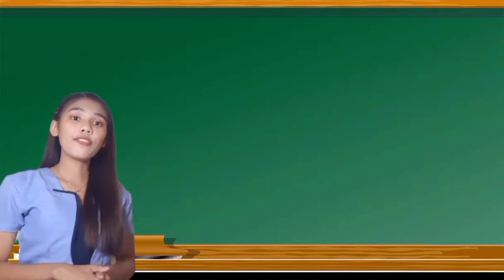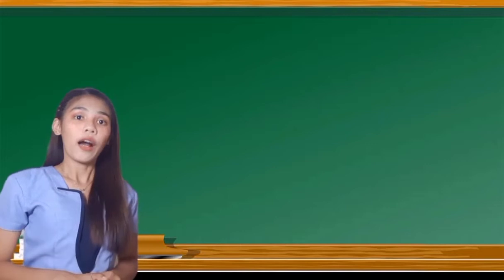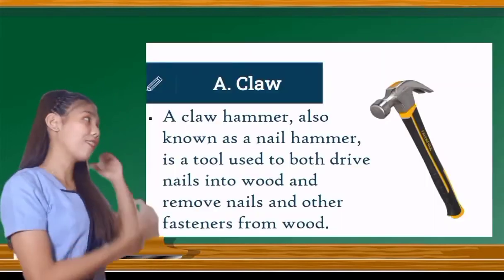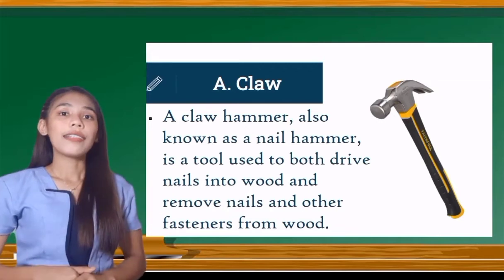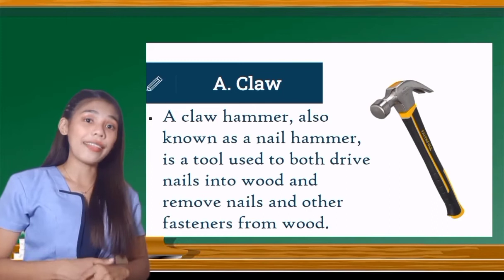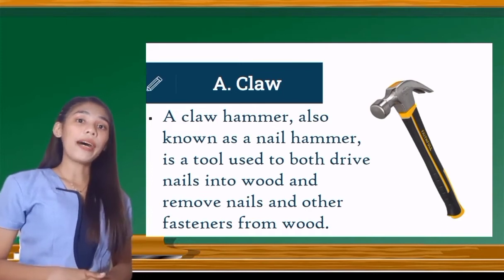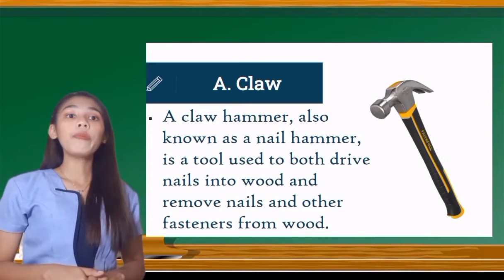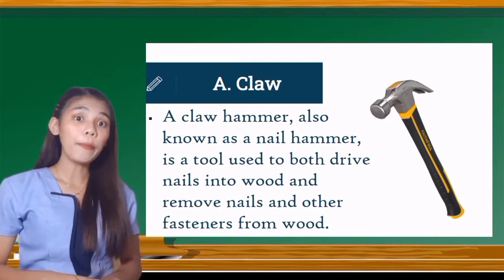So let's proceed to the different kinds of hammer. We have three. The first one is what we call the claw. So claw, this is very common and familiar to us. It is also known as a nail hammer. Aside from that, this tool is used to both drive nails into wood and remove nails and other fasteners from wood.